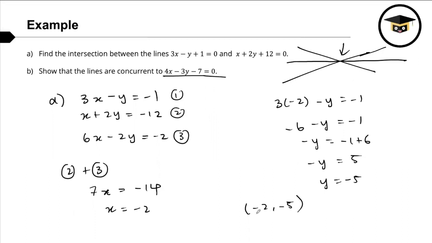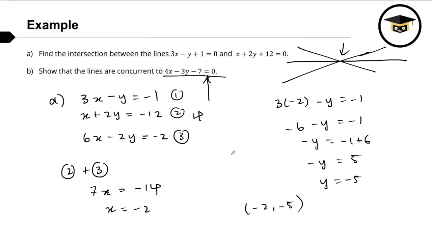So if we substitute x equals negative 2 and y equals negative 5 into this equation and it works, that means that this line also passes through the point of intersection. And so you can say the three lines are concurrent. So let's quickly prove that.